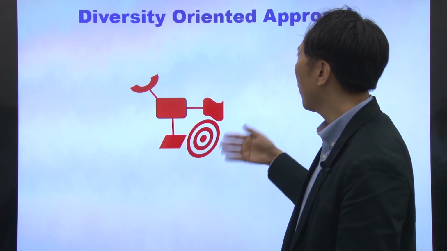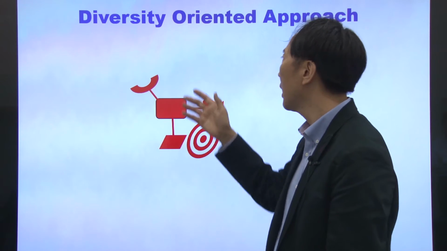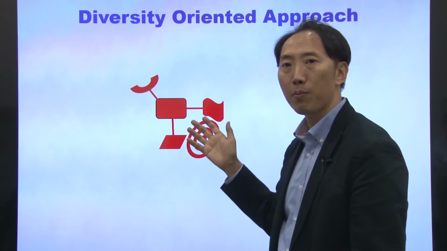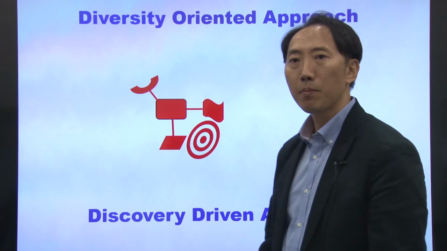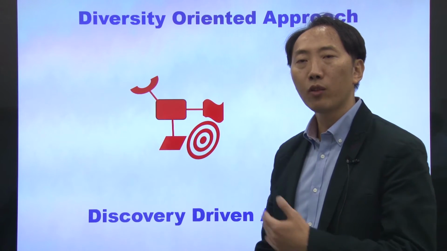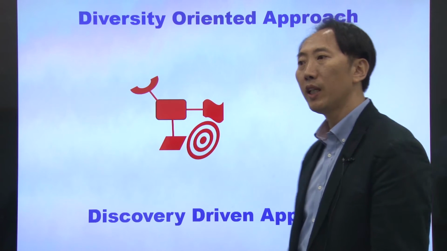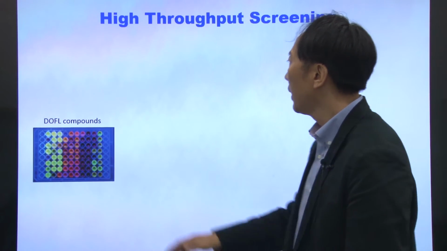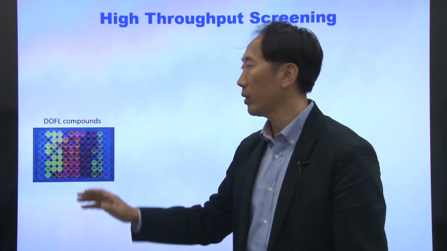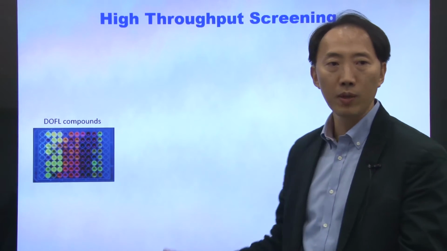So using this kind of approach, even in case you do not know about your target, still you have a chance to find proper probe molecules. As this one is based on discovery, we can move on. That's why this kind of approach can also be called a discovery-driven approach. For example, this kind of molecules, the so-called diversity-oriented fluorescence library, has a huge number of molecules.